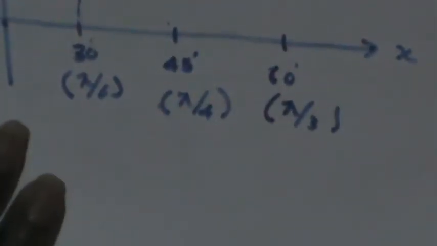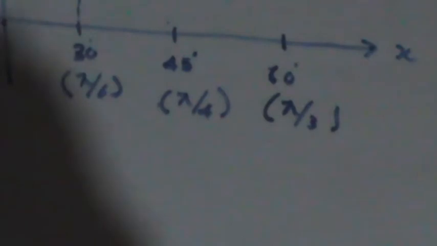And sin 60 is equal to root 3 by 2. Root 3 is 1.732, and root 3 by 2 is 0.86. So it will be somewhere here, greater than this. The graph is increasing. So this is the y equals sin x graph between 0 and 60 degrees, that is 0 and pi by 3 radians. This is the y equals sin x graph.